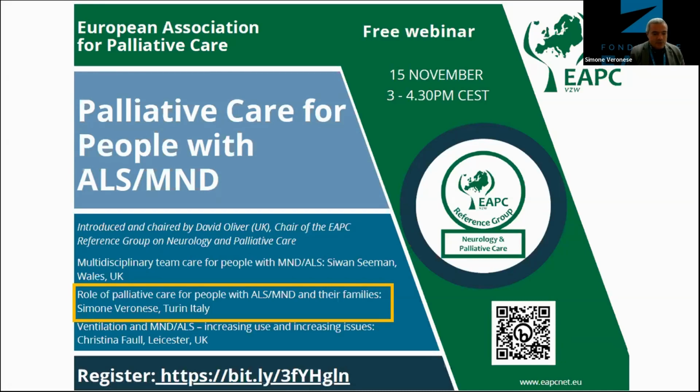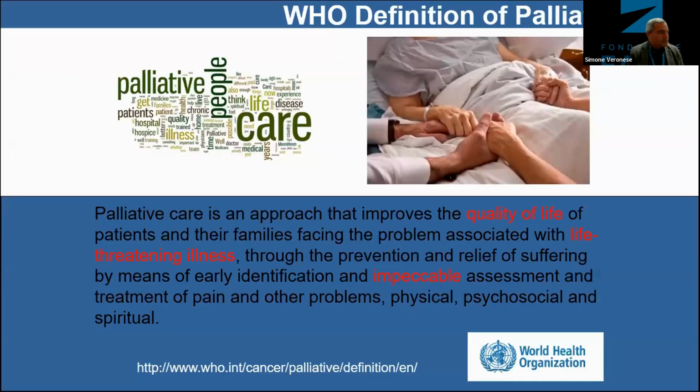So I thought it was a good thing to start from what palliative care is, because the role of palliative care is improving quality of life. That's what we have to do. And anything we do is related to improving the quality of life of patients and their families. And the good news is that we have evidence that it works. So we can really improve the quality of life of patients with MND, ALS.